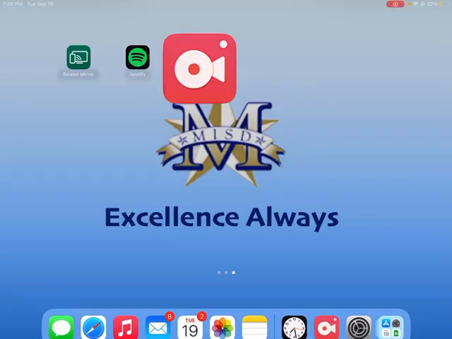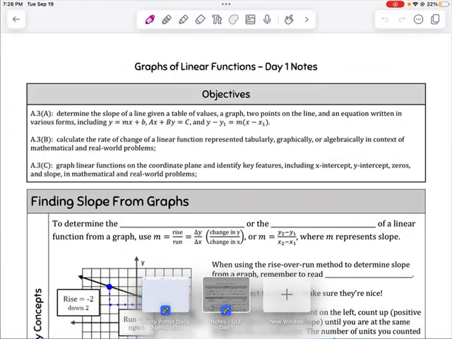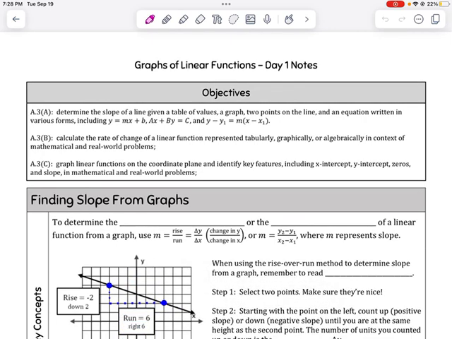Okay, so today we are looking at the first day of the graph of linear functions, and we're mostly just talking about slope. As you can see here, we have these three objectives, which is determining the slope and calculating rate of change. Rate of change is slope. And then we're also talking about just the graphs of linear functions and their key features.